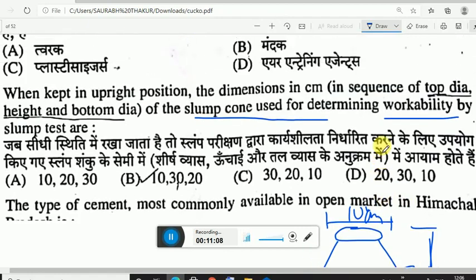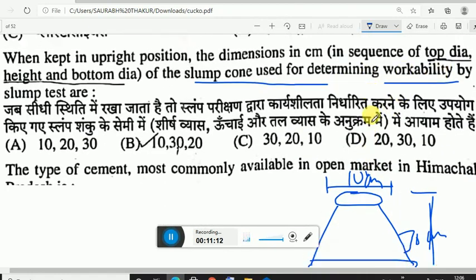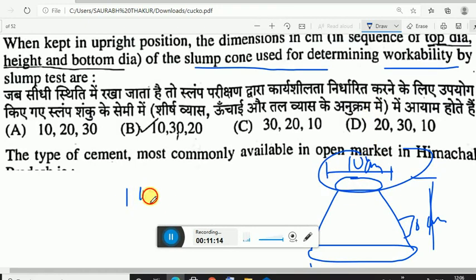But in the question it is being asked in the sequence of top dia. Top dia means 10 and the height, that would be 30. So it's centimeter, it is centimeter, sorry. And the bottom dia is 20 centimeter. Your correct answer would be B. That's B. Tick.